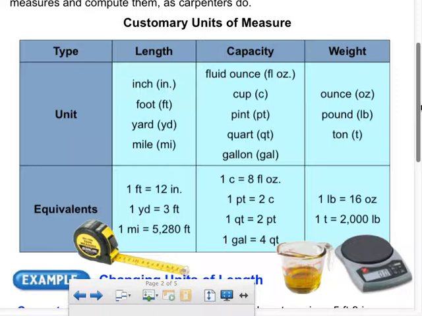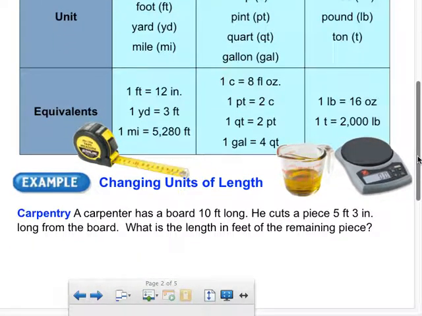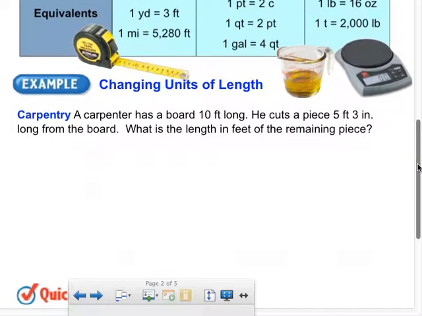And then weight in pounds. A pound is worth 16 ounces. Don't confuse that with what? Okay. How many fluid ounces equal a cup? Okay. All right.